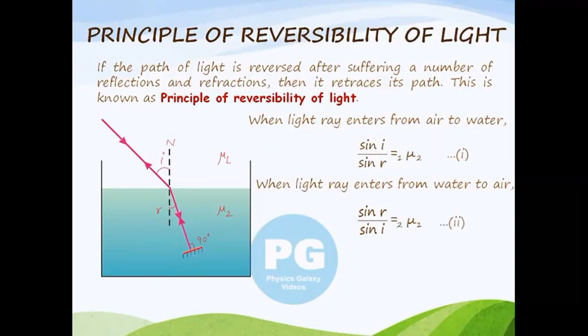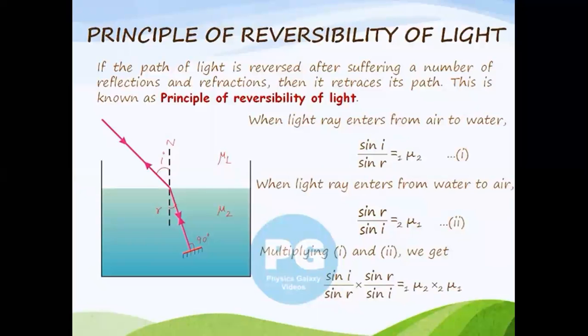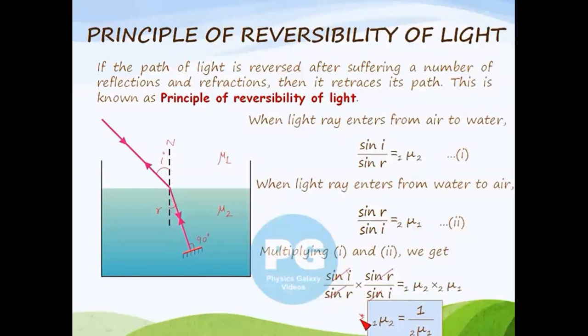Taking these as equations 1 and 2 and multiplying them, we can write sin I upon sin R multiplied by sin R upon sin I is equal to 1 mu2 multiplied by 2 mu1. From this, sin R gets cancelled out from numerator and denominator, and sin I also gets cancelled out. And what we get is 1 mu2 is equal to 1 upon 2 mu1. So we can write this expression: 1 mu2 is equal to 1 upon 2 mu1.